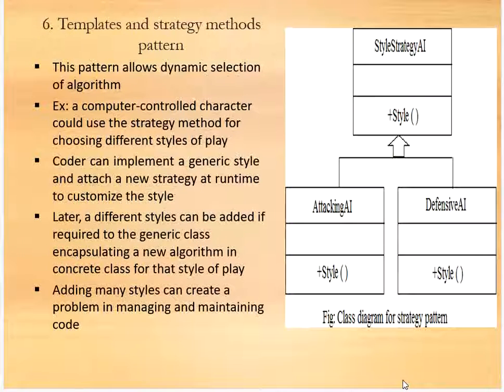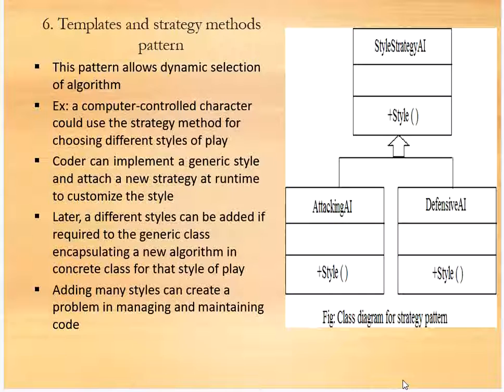The last pattern we have to discuss today is the template and strategy method pattern. It has different functionality. Generally this pattern allows the dynamic selection of the algorithm. We can consider one example: the computer control character can use different strategy methods for choosing different styles of play. In this, the coder can implement a generic style and attach a new strategy at runtime to customize the style.